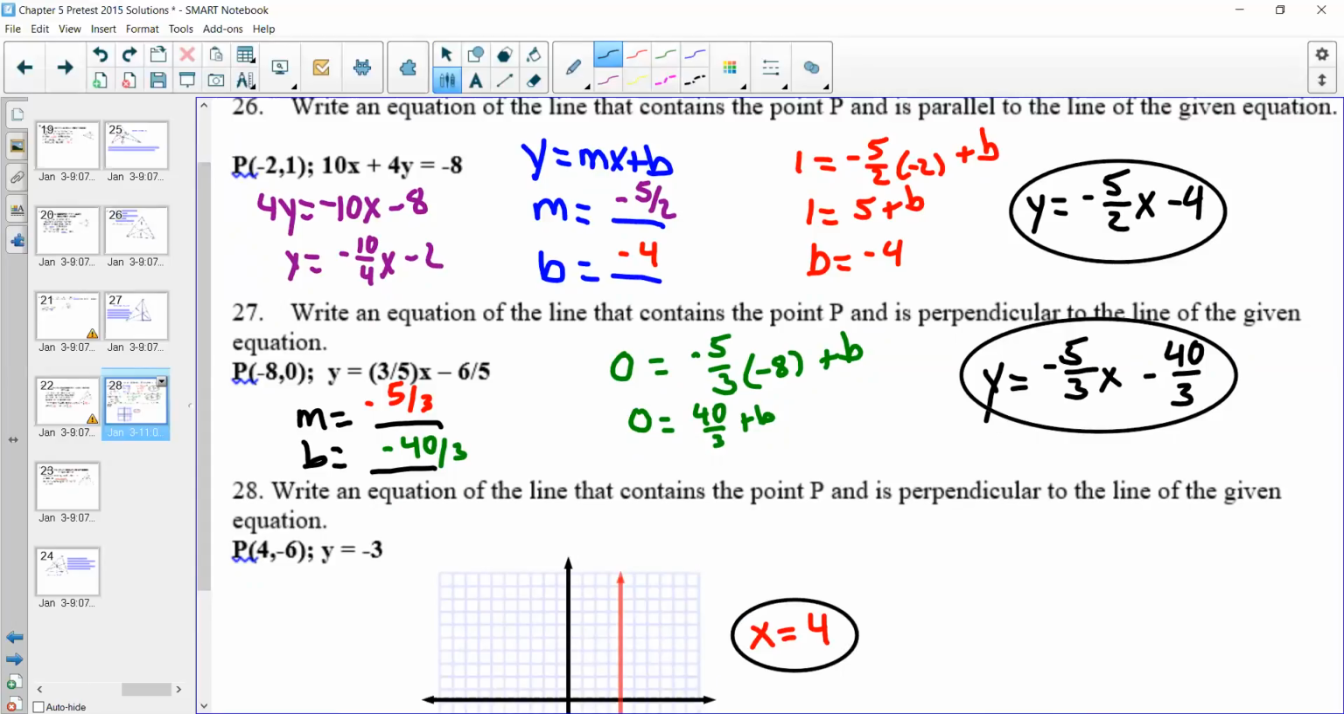All right, let me see if I can figure out how to pull up. I don't have 29 and 30 on here. Bummer. Let's see here.